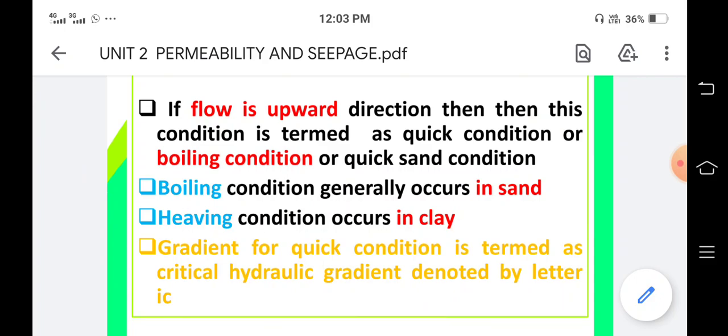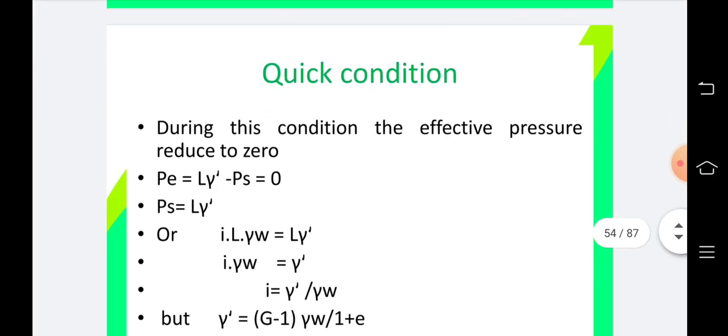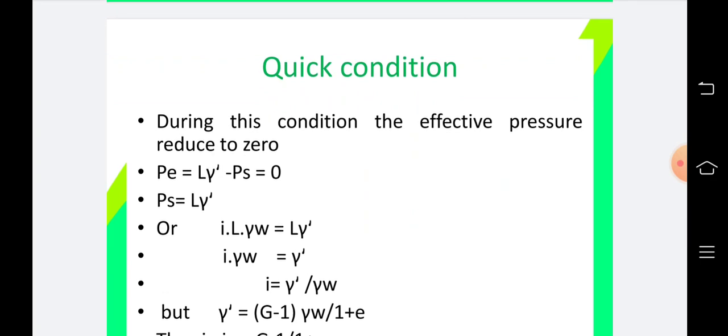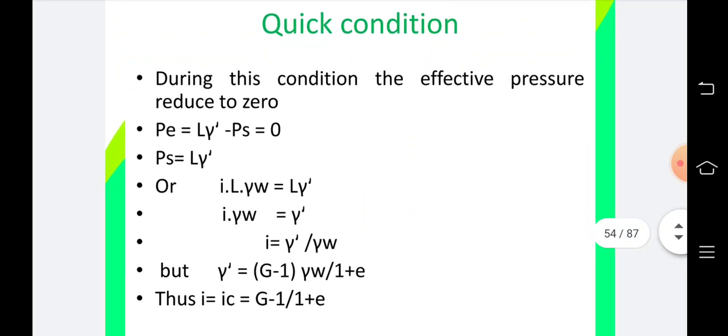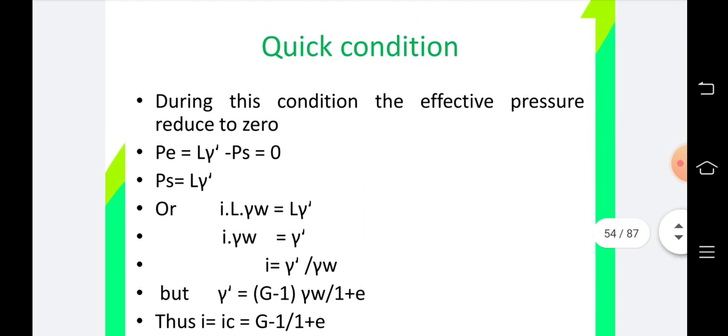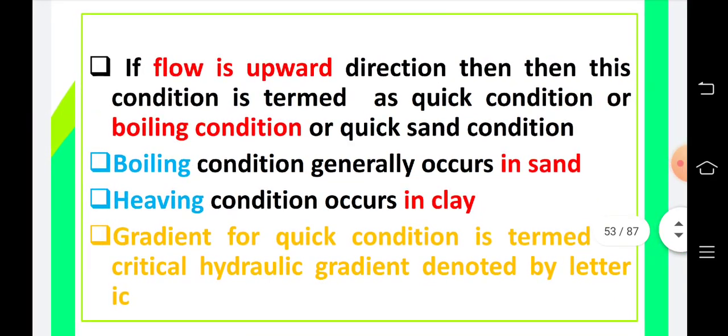The gradient used for the quick condition or quicksand condition is called the critical hydraulic gradient, that is IC. Note that during this condition, the effective pressure, that is PE, is reduced to zero. Effective pressure will be equal to 0, and we know that for this quick condition, flow is upward.